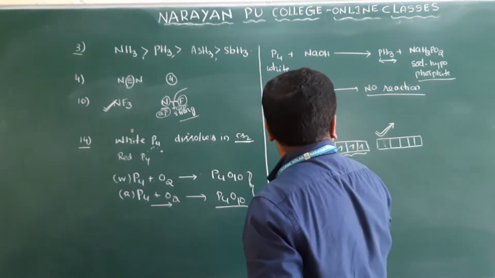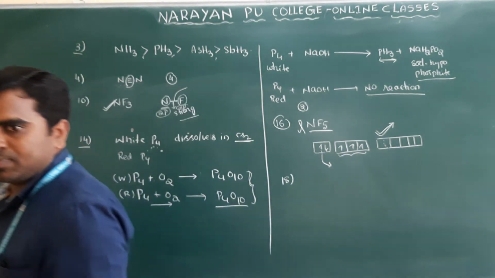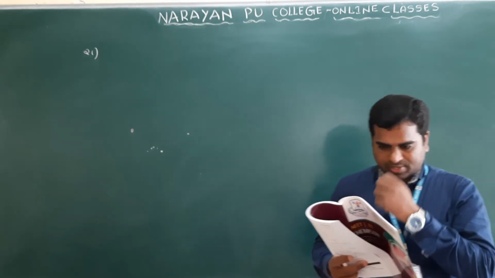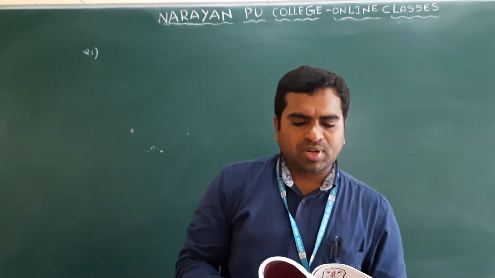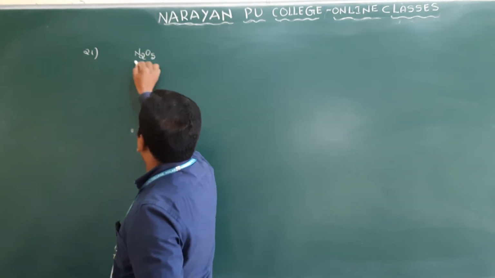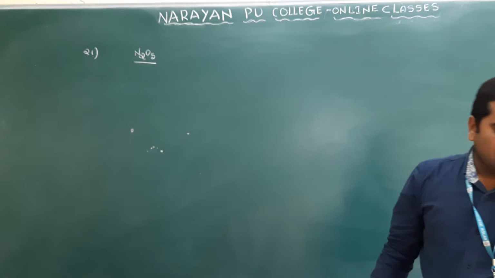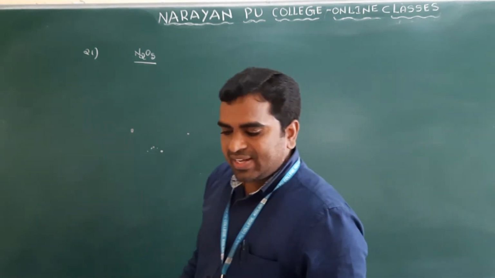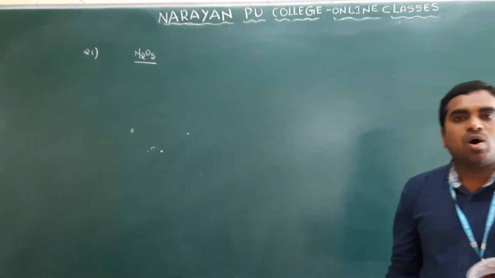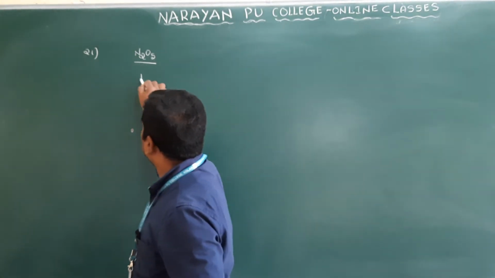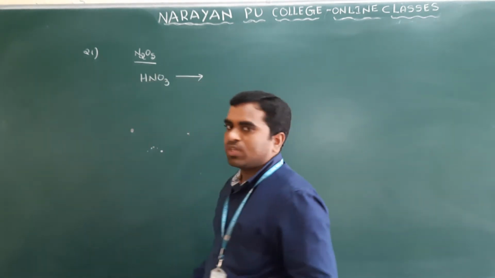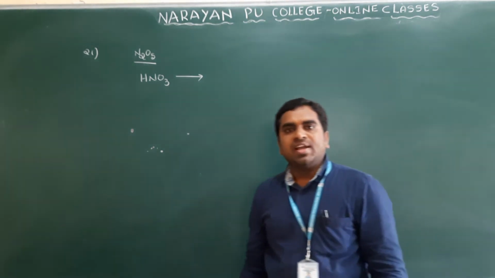Next one. Question number 21. What is false about N2O5? We have already studied N2O5, dinitrogen pentoxide, clear? It is an anhydride of HNO3. What is HNO3? Nitric acid. You have to identify whether it is an anhydride of HNO3 or not.